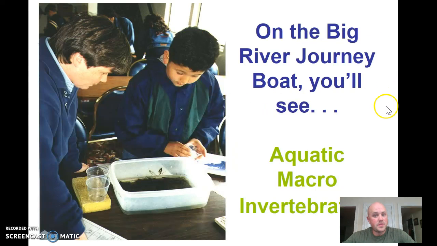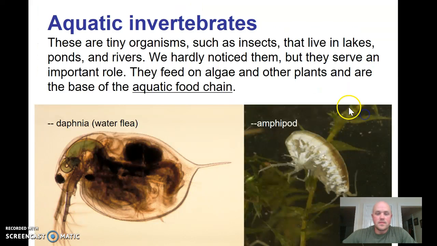On the big river journey, you'll see aquatic macroinvertebrates. These are tiny organisms, such as insects that live in lakes, ponds, and rivers. We hardly notice them, but they serve a very important role. They feed on the algae and other plants that are the base of the aquatic food chain.